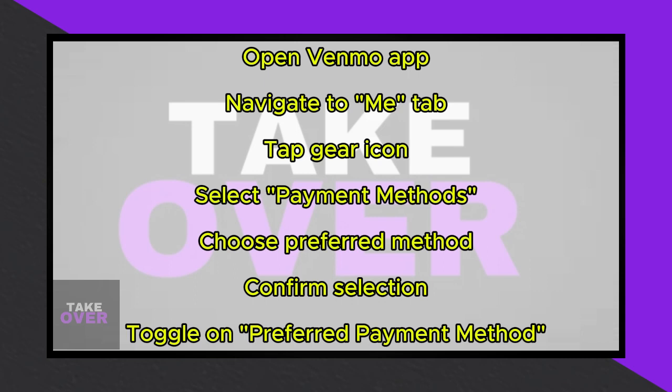With these simple steps completed, you've successfully designated your preferred payment method on Venmo. Now you can seamlessly conduct transactions with ease and convenience.